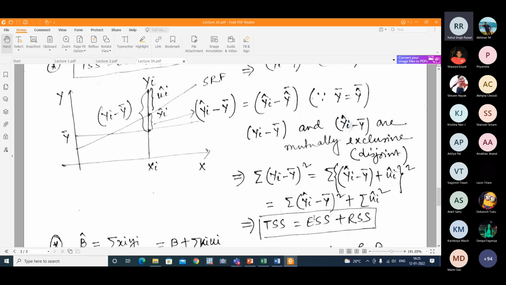Now, if I find that the R square value in a model is only 0.2, that means the model has very low ESS, the explained part. Explained sum of square is very low vis-a-vis the total sum of square. So one possibility is that I have missed out some important variables.